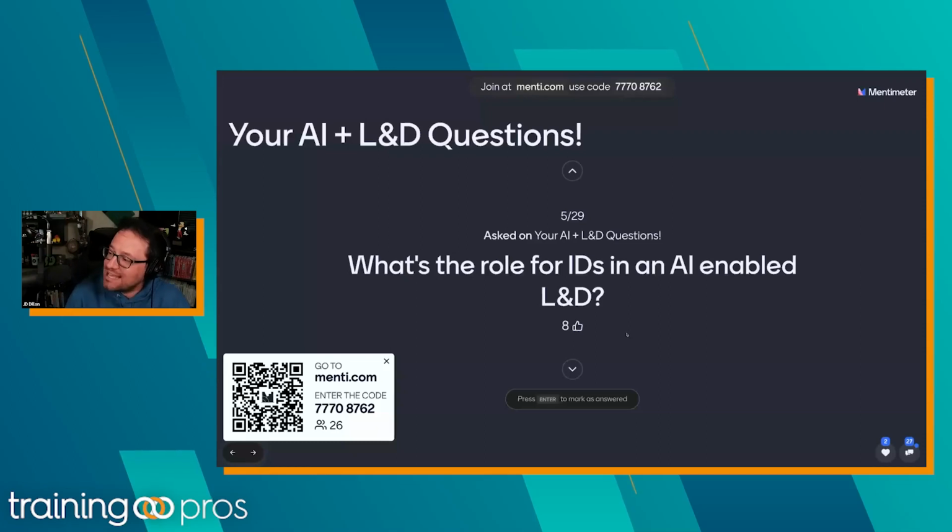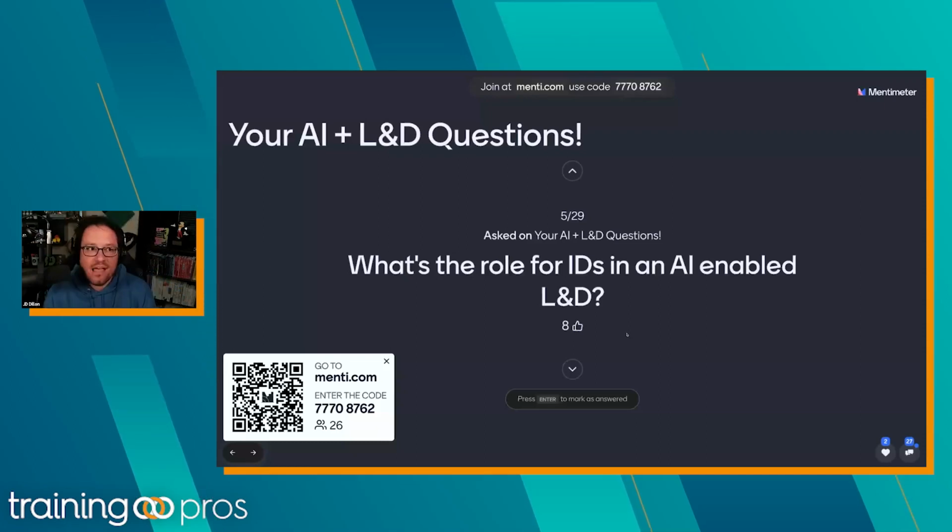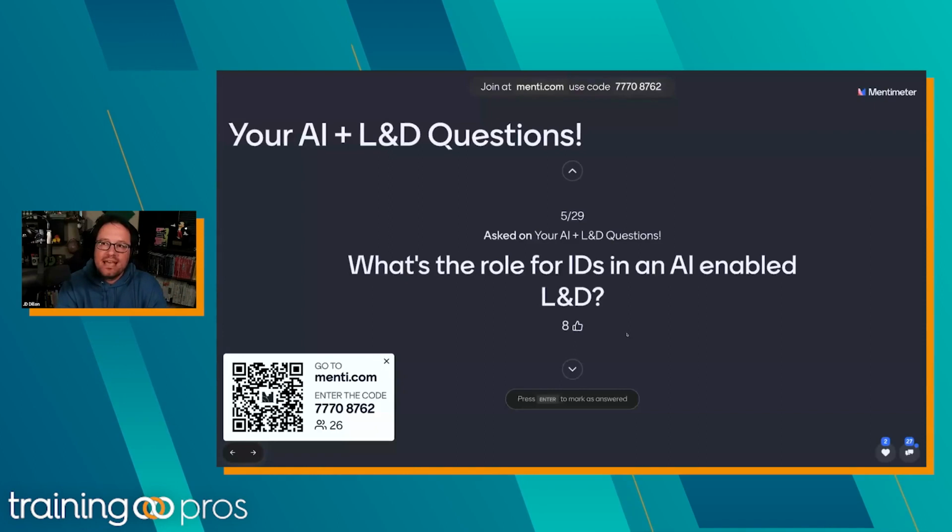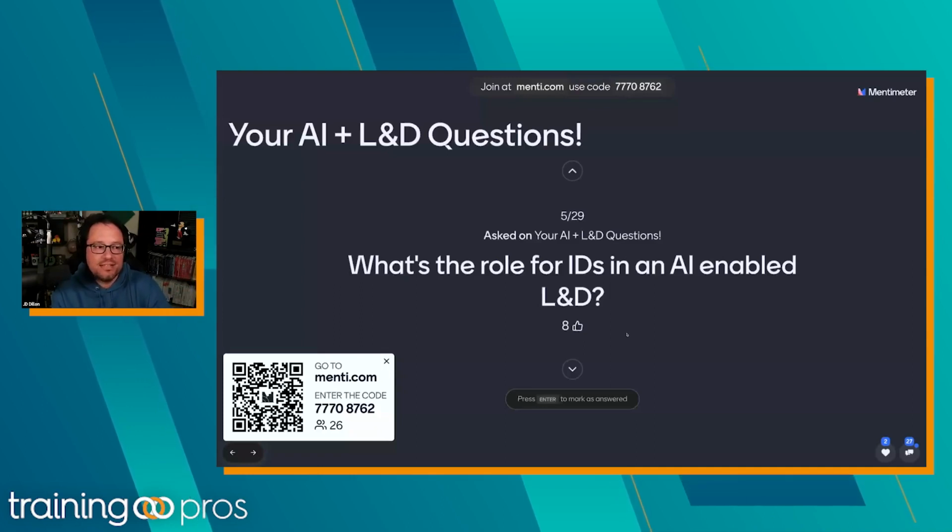What's the role for IDs in an AI-enabled L&D? I think it's stepping away from making, first of all, instructional design, organization to organization isn't always the exact same job, right? But generally speaking, I think our opportunity is to make sure it's not a content-specific job, and L&D not be a content-specific function.